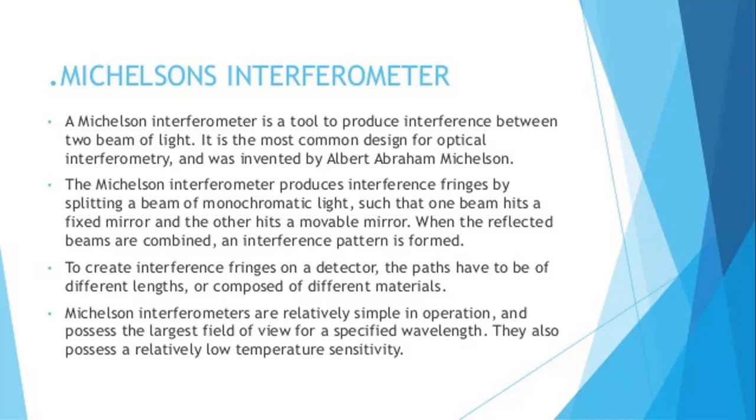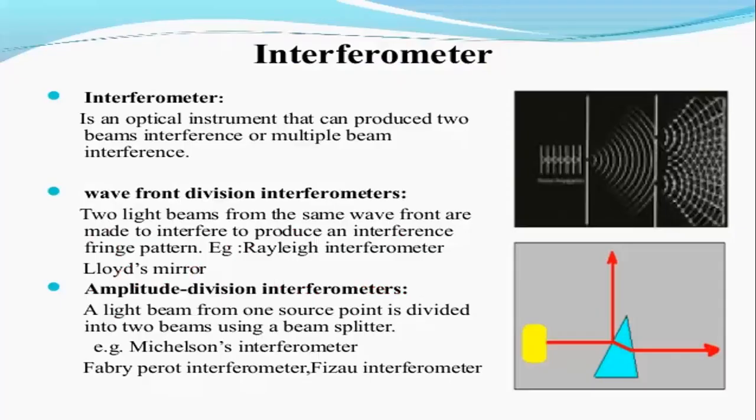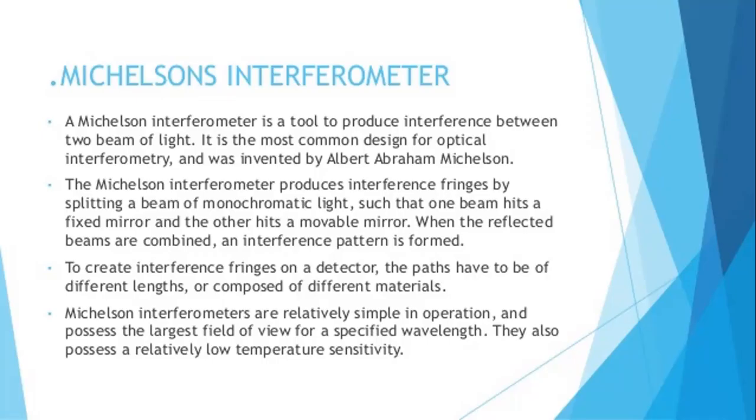We have already seen that by dividing the light waves, we can observe this. The Michelson's interferometer is the best example of an amplitude division interferometer. A light beam from one source point is divided into two beams by using a beam splitter. One beam hits a fixed mirror and the other hits a movable mirror. These reflected beams are combined and an interference fringe is formed.